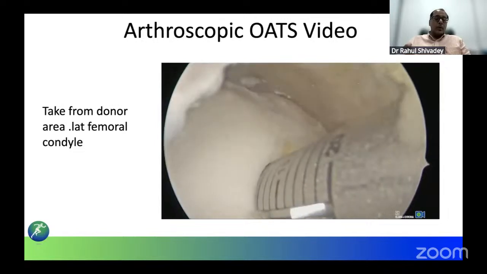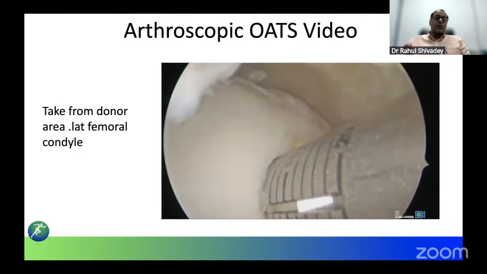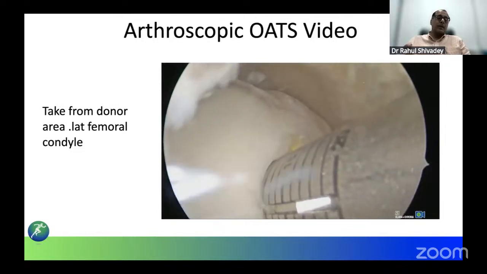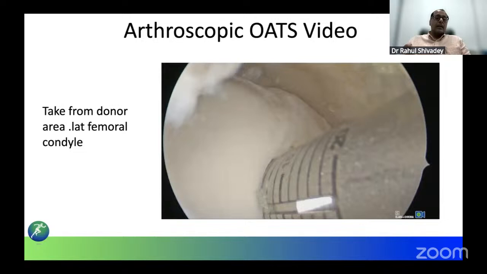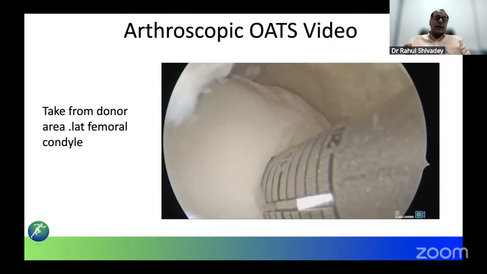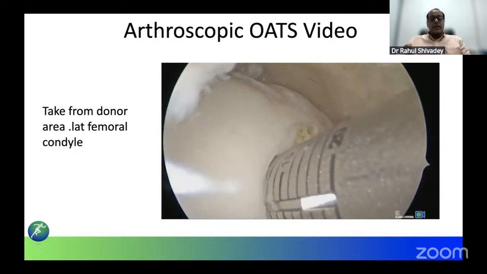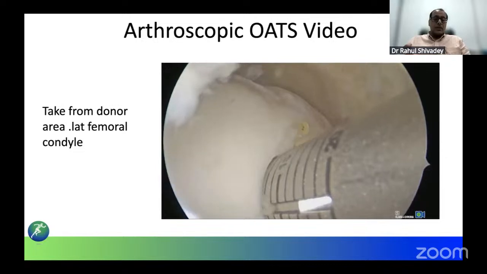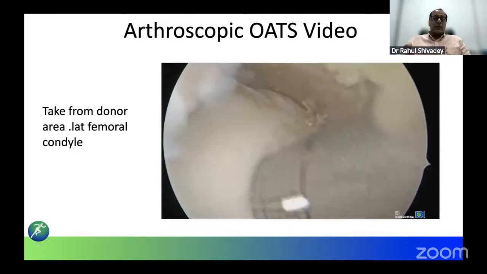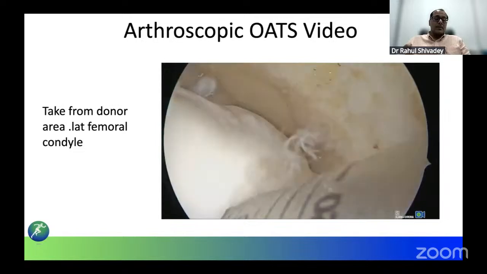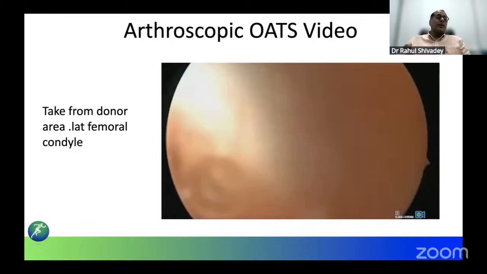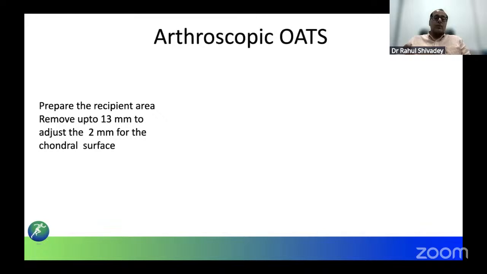More importantly, you need to understand which part of the condyle you are taking the plug from. The curvature of the condyle needs to match the curvature, because as per the studies, if your plug is more than 2 mm proud, it is a sure shot cause for failure.